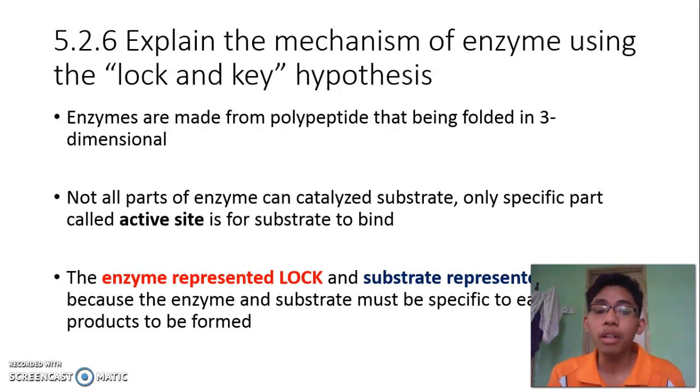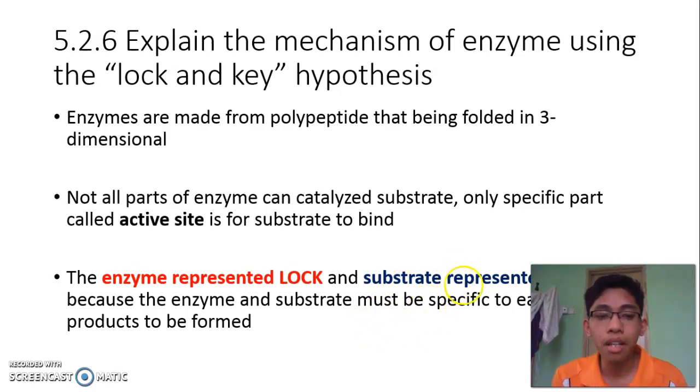However, not all parts of the enzyme are for the binding of substrate. There is one part of the enzyme which is specific for the substrate to bind. We call that part the active site. The active site could be really small. The enzyme could be really big, but the active site is really small. It depends on the type of active site as well. Not all parts of the enzyme are active site. There is only one part that is suitable and specific for the substrate to bind.